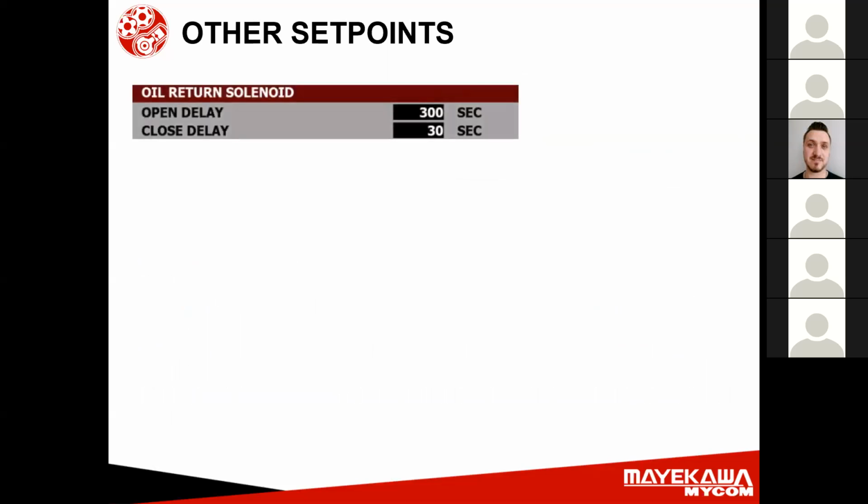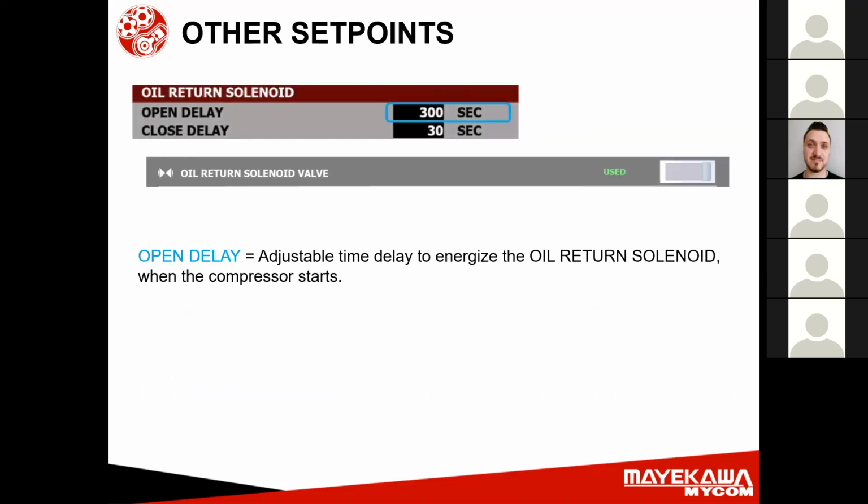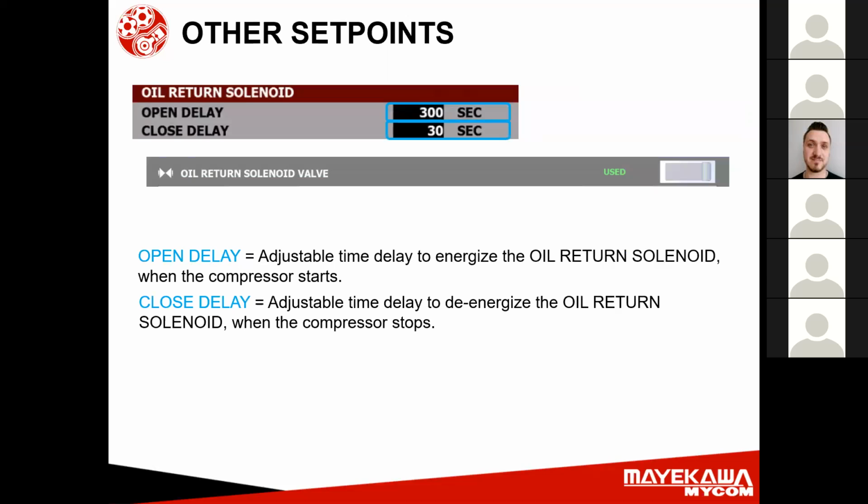The oil return solenoid set points are active when the oil solenoid valve option is set to use on page 2 of the system configuration. The first parameter for this feature is the open delay. This is an adjustable time delay to energize the oil return solenoid when the compressor starts. The next setting is the close delay. This is another adjustable time delay to de-energize the oil return solenoid when the compressor stops.